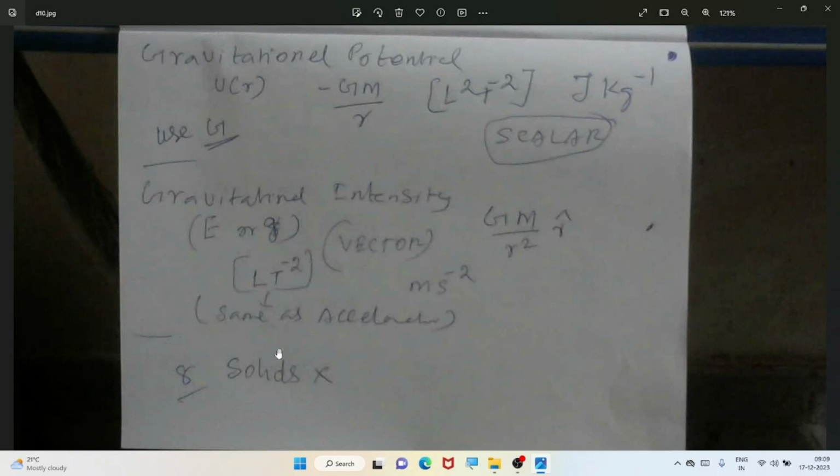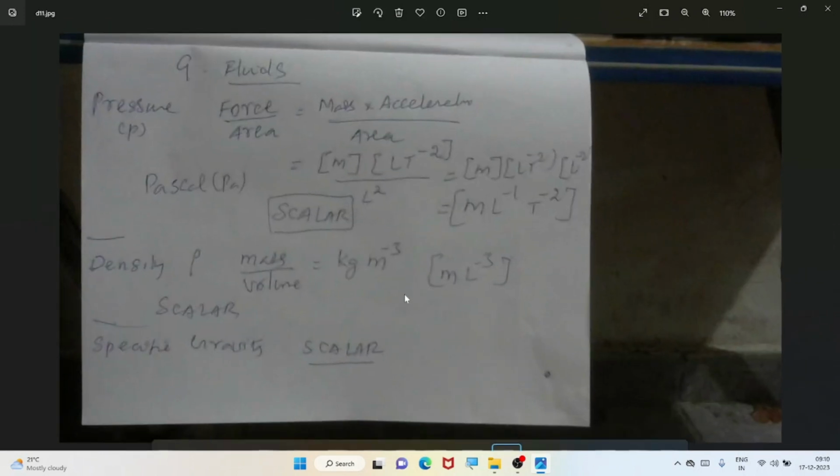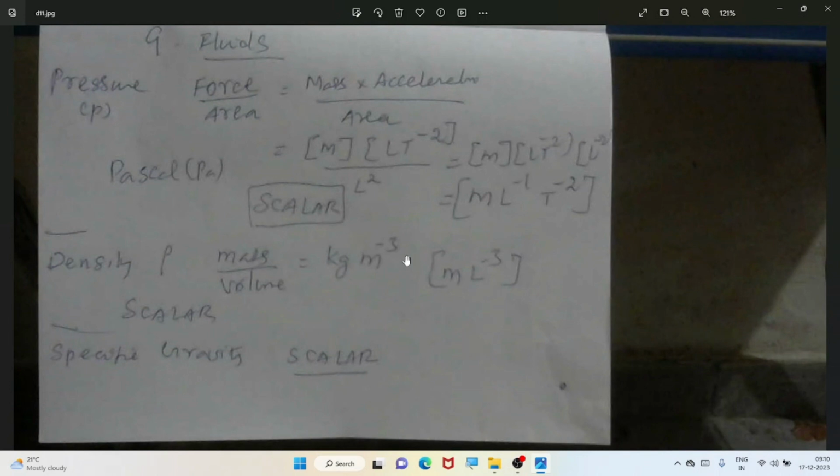Gravitational intensity, E or g. This is a vector. This is the same as the acceleration. You can use G also here. Pressure is force by area. Force is mass into acceleration, then area is L square.